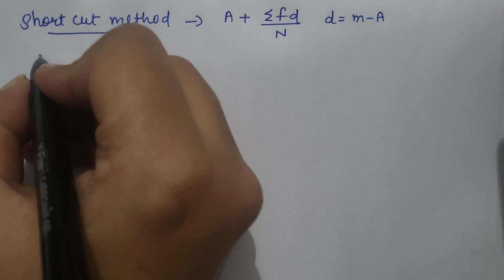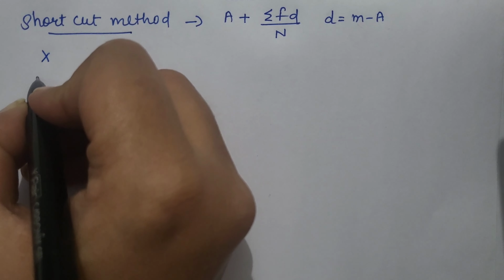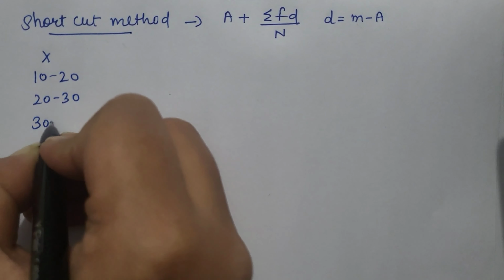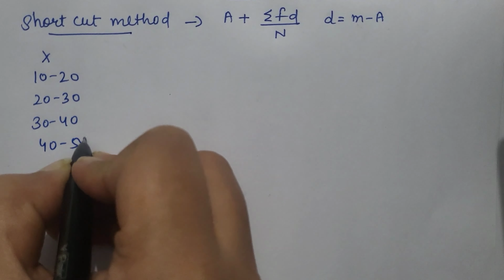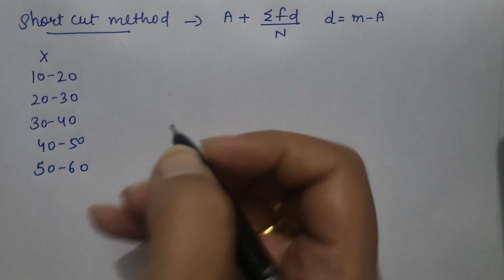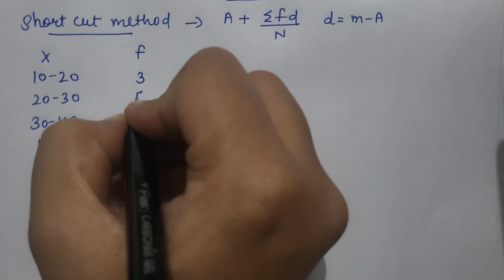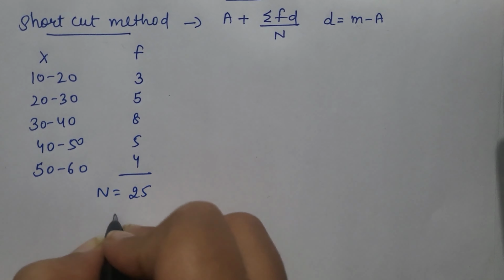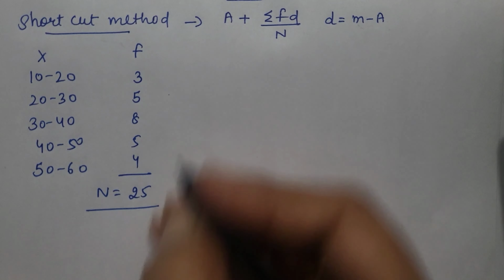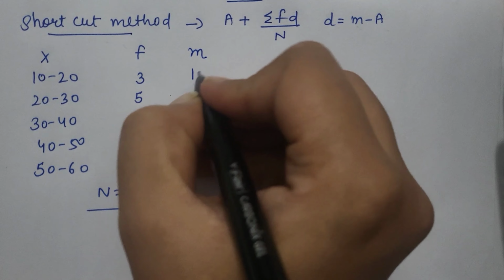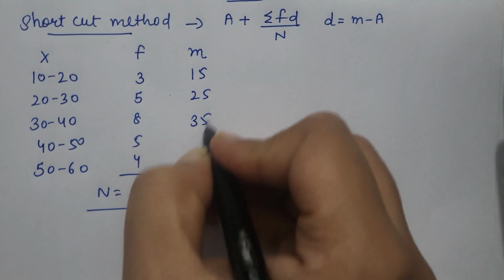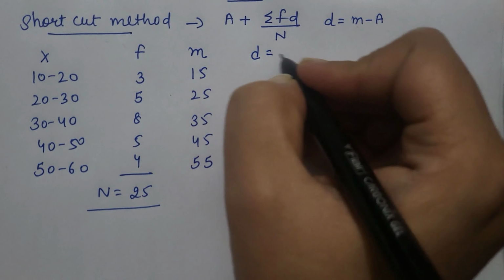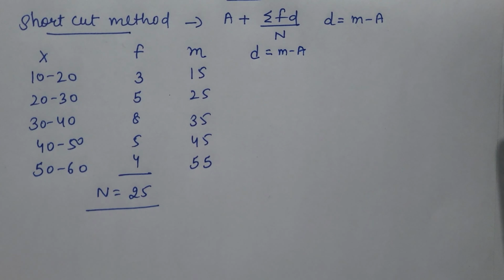With the help of an example, the same example I am taking here: 10, 20, 20, 30, 50, 60. Frequency was 3, 5, 8, 5 and 4. Sum of frequency was 25. So the mid value would be the same: 15, 25, 35, 45 and 55. Next is d. d will be calculated as m minus a.